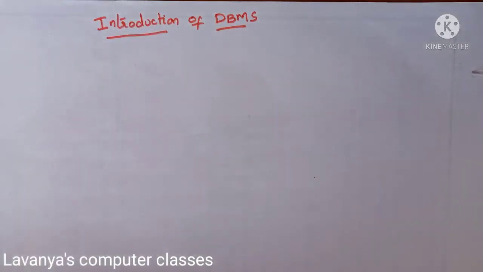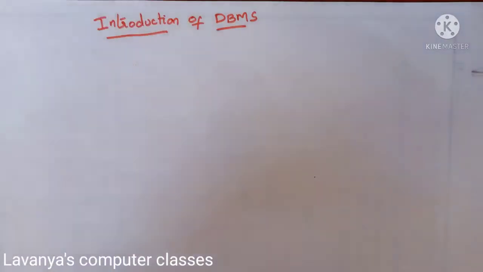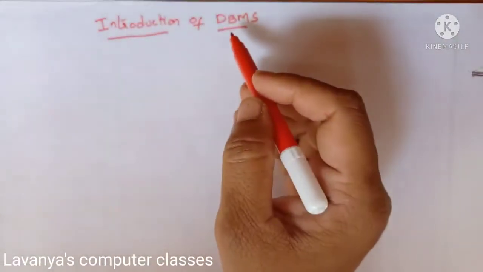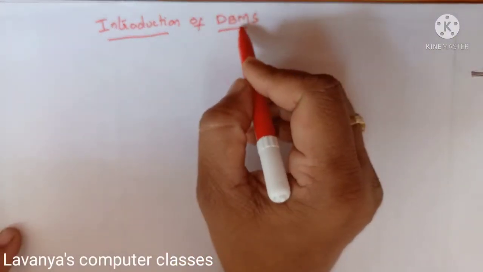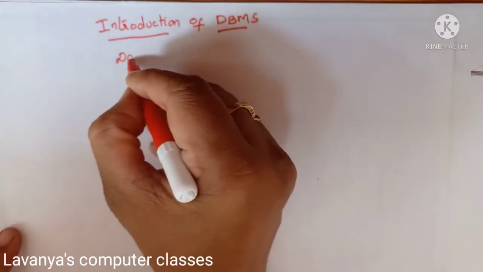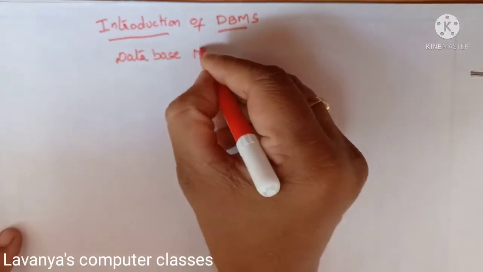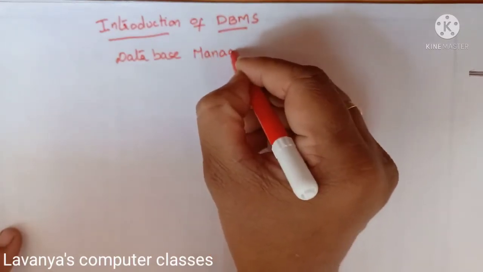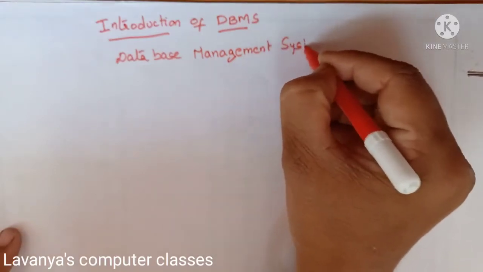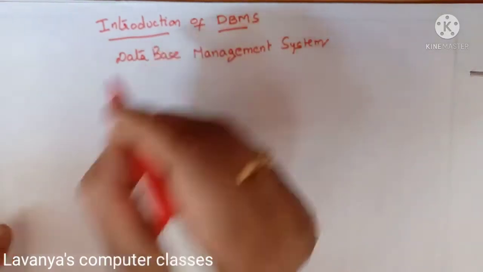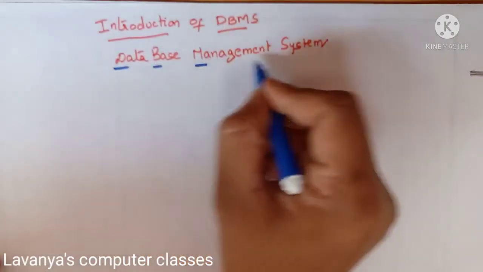In this video, I will explain the introduction of DBMS. What is DBMS? What are the related terms used in DBMS? I will explain in this video. So what is the full form of DBMS? DBMS means Database Management System. D for data, B for base, database management system.